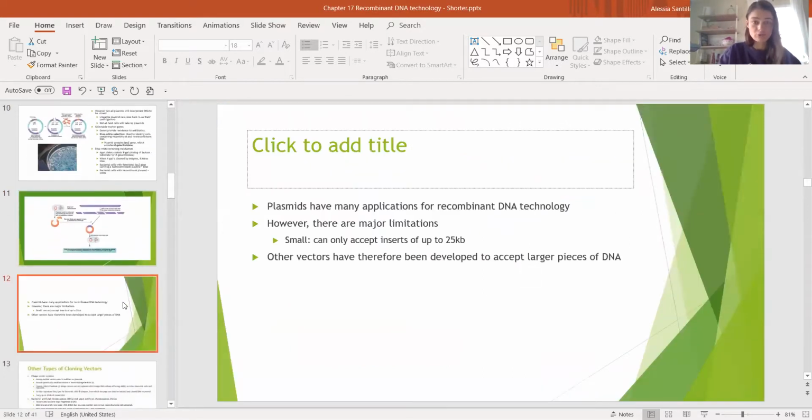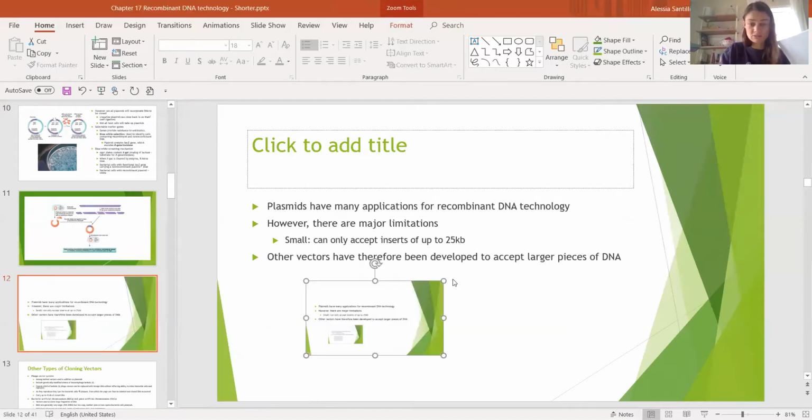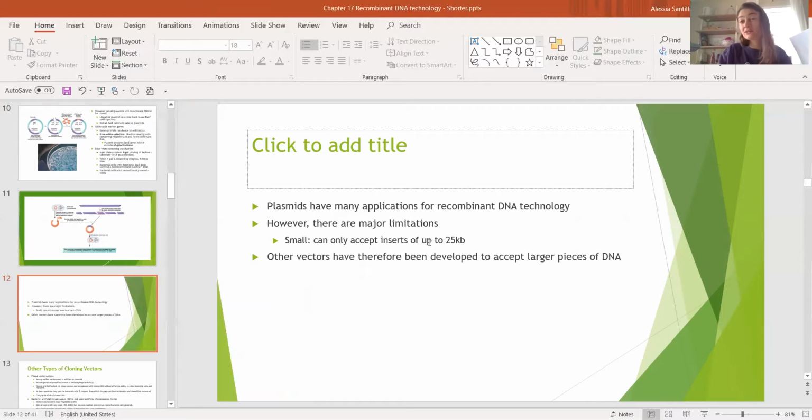Okay, so plasmids are just one of the kinds of cloning vectors that we have, and they do have many different kinds of applications. They are great because they're so easy to manipulate and use. However, they do have their limitations. One of their biggest limitations is the fragment size of the DNA. You can't really put a very big fragment of DNA inside the plasmid. They can accept inserts of up to 25,000 bases. That's their maximum. So we needed to get cloning vectors that could accept bigger fragments.